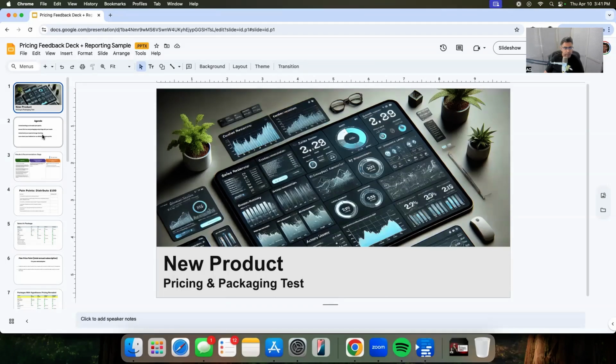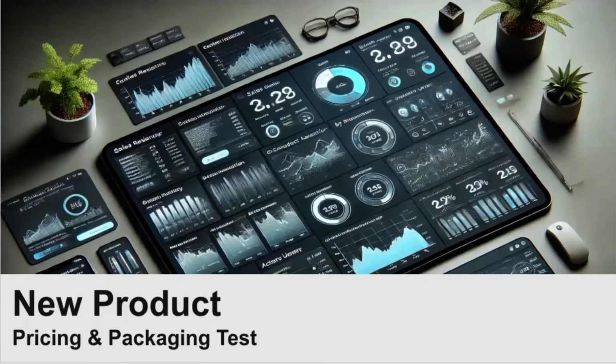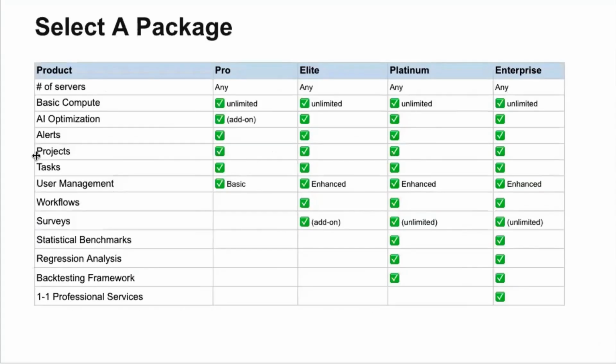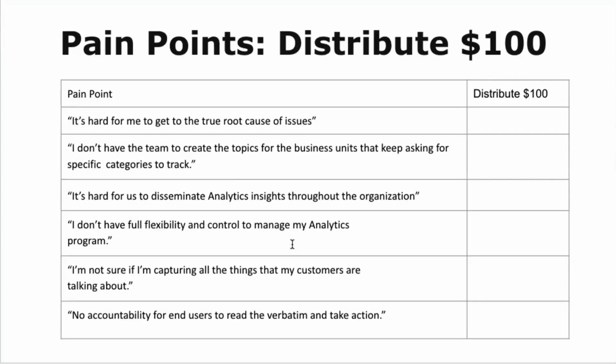So let's say I'm coming out with a new product for which I'm designing new pricing and packaging, and I have a hypothesis. I may create an agenda like this, where I say, Mr. or Miss Prospect, I want to understand your broader pain points, assess the fit of our new packaging and pricing with your needs, understand your expected range of pricing, and so on. And then I want to validate, did I understand their pain points correctly? I make them distribute $100 across these categories.